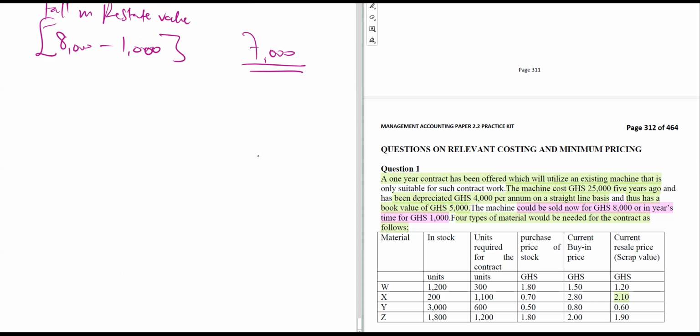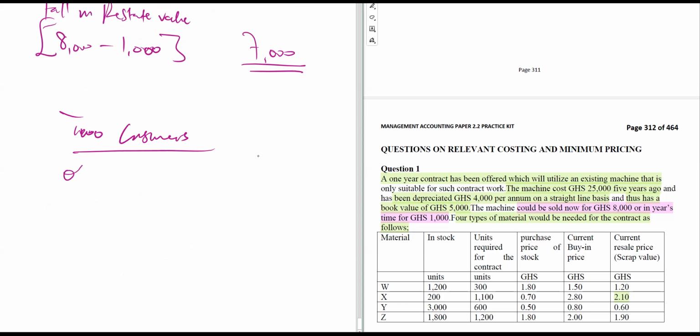Wait, what if we have two customers who have offered a price? Customer A offered a price of 30,000, and customer B offered a price of 60,000 for this contract. So let's see which one we should accept.